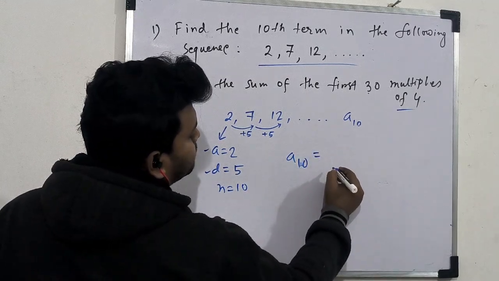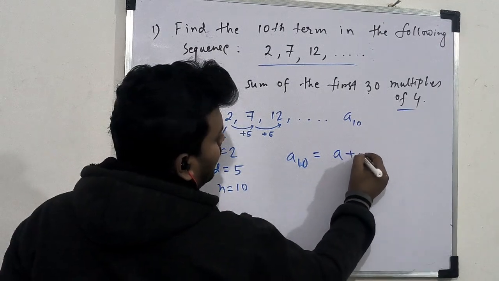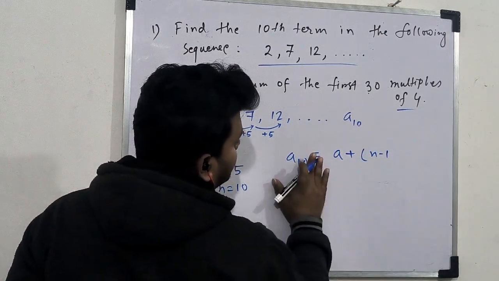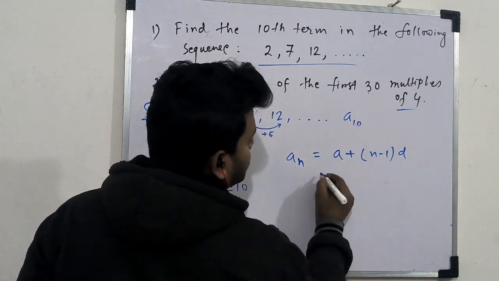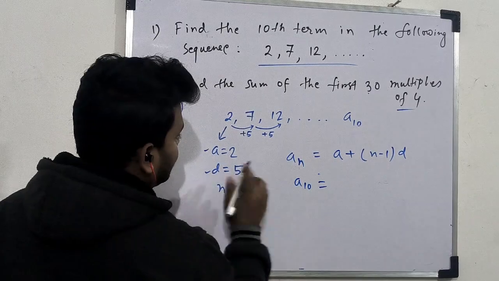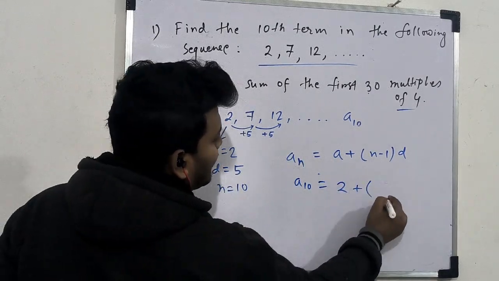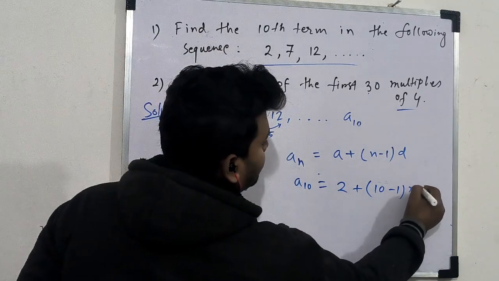The formula is an equals a plus n minus 1 into d. So a10 is equal to a, which is 2, plus n is 10 minus 1, d is 5.